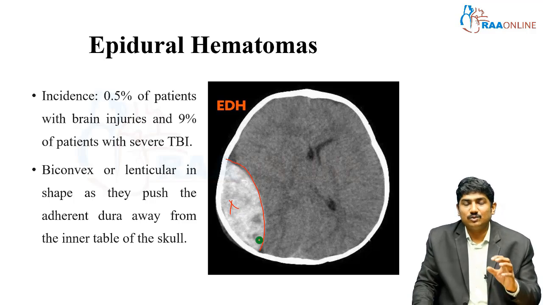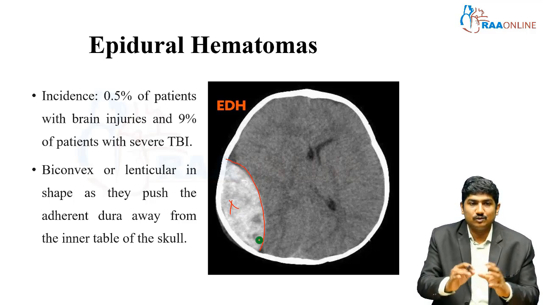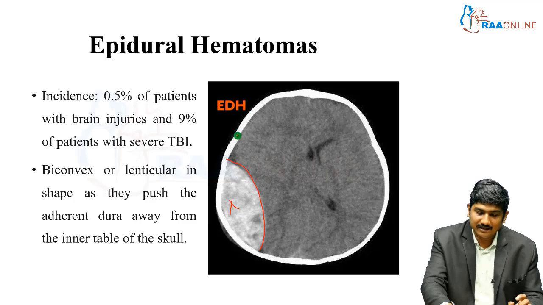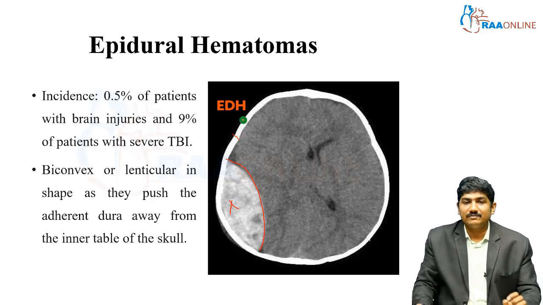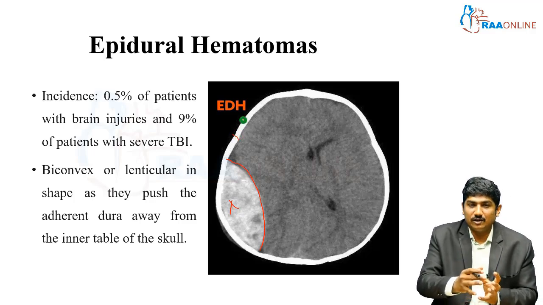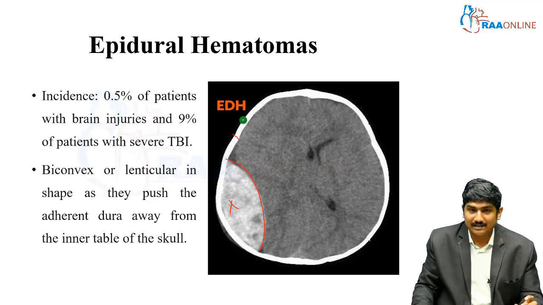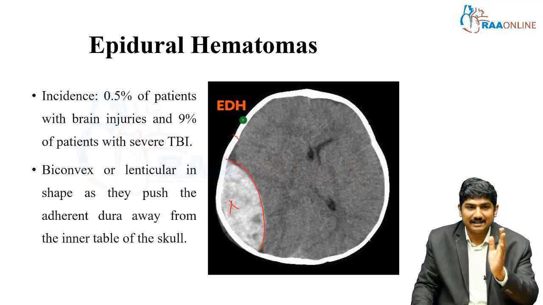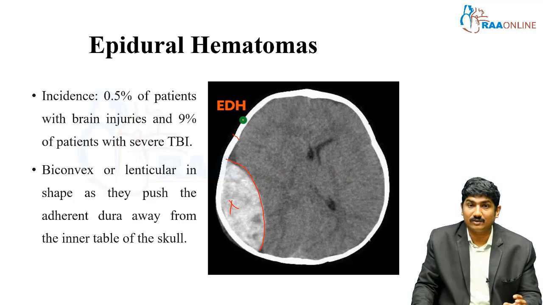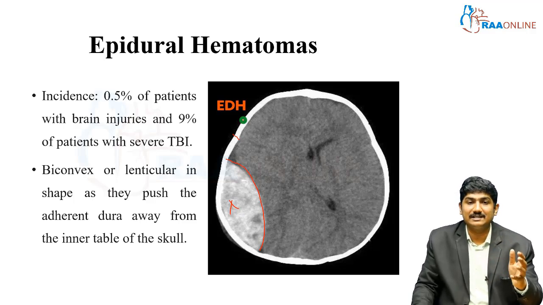Okay, usually they do not cross the suture line. If there is a suture line in the cranial vault, this particular EDH will not usually cross this suture line, and they usually never cross the midline as well. So this is the EDH. Okay, this is arterial in origin, so they expand very fast. They cause severe compression over the brain and can cause herniation. This is more dangerous than SDH.